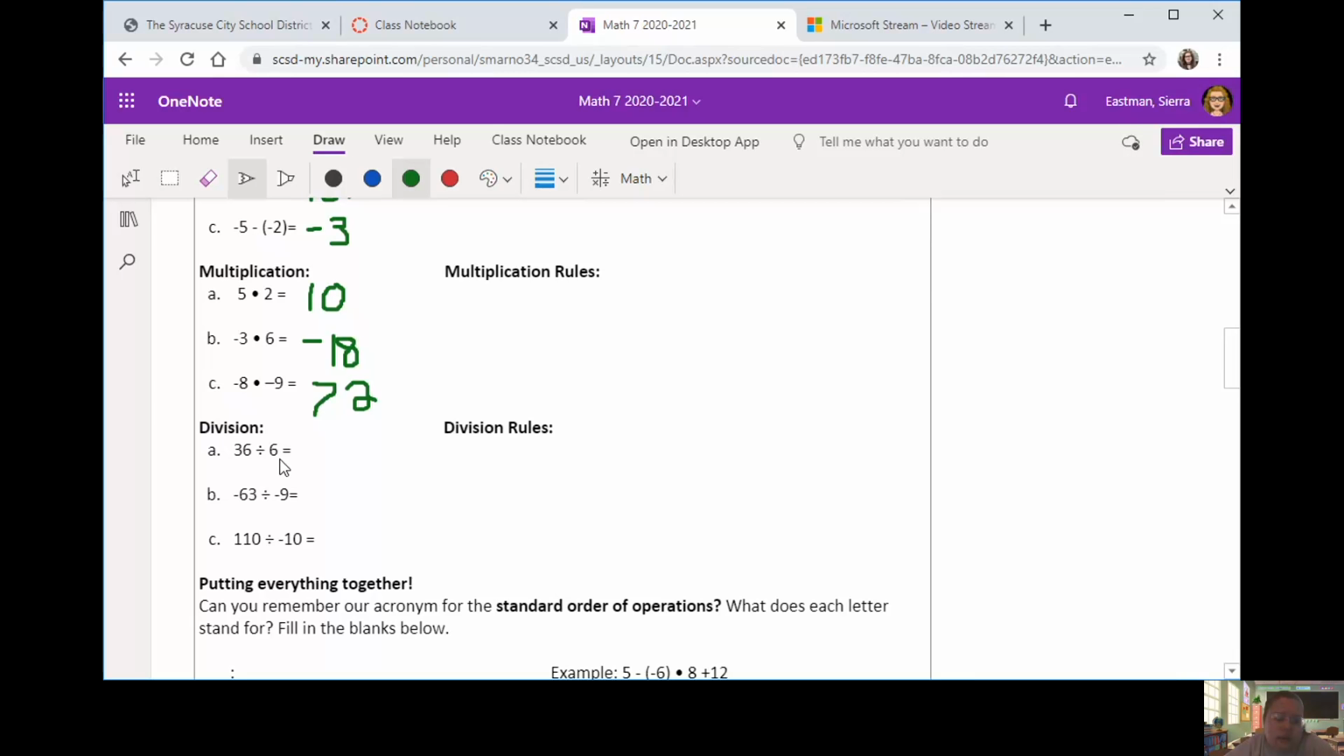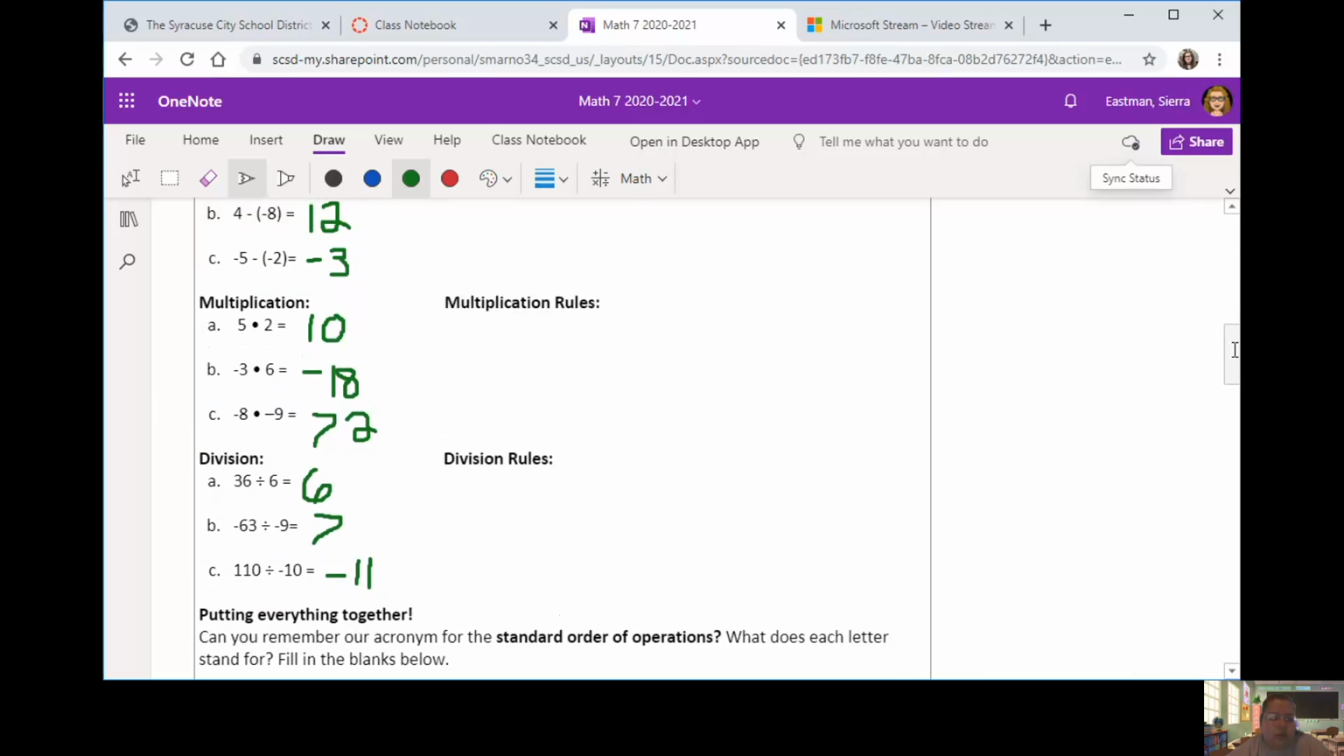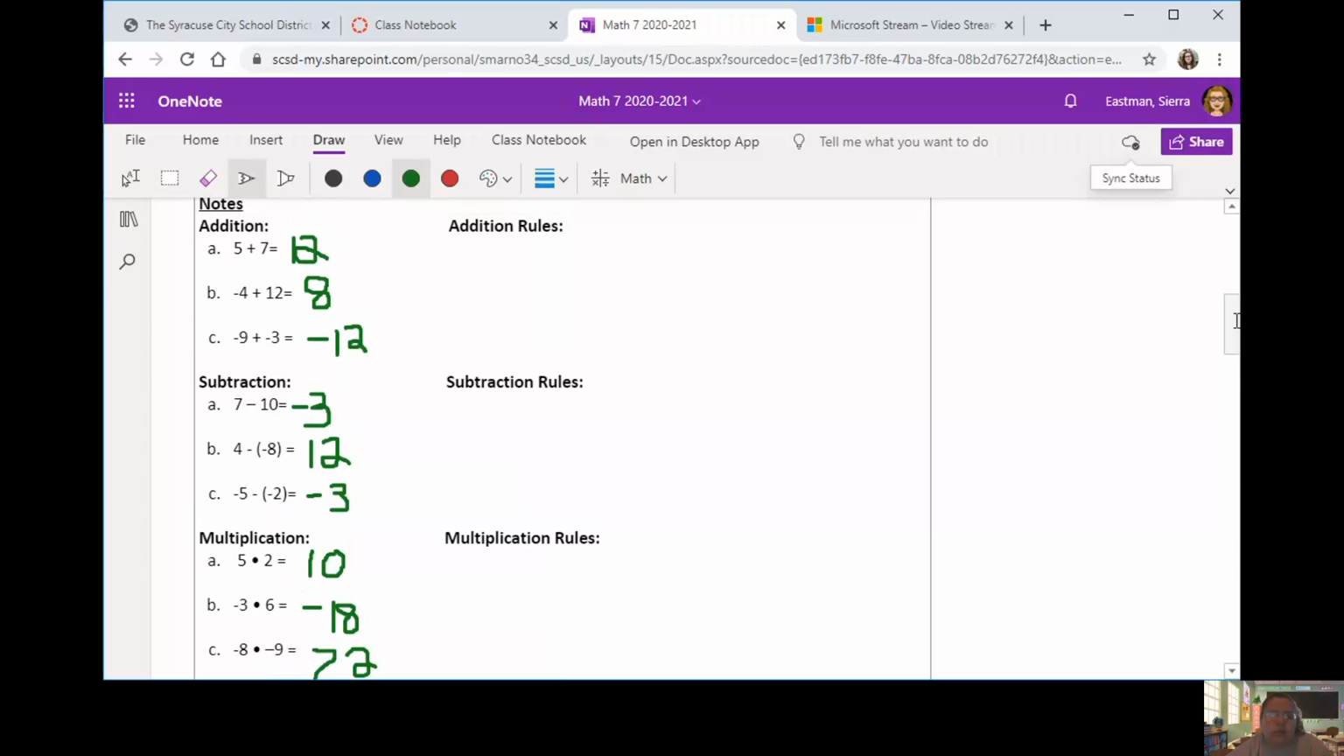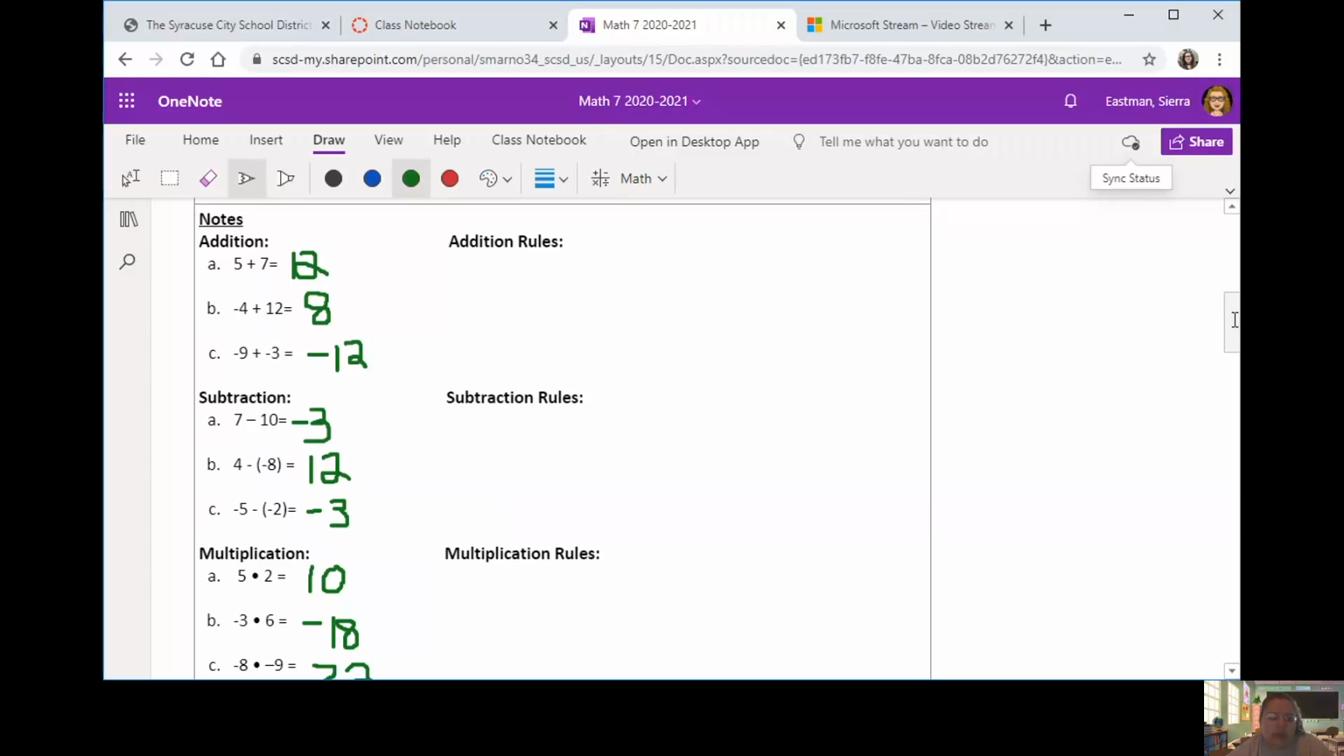And last but not least, we have our division section. 36 divided by 6 is 6. Negative 63 divided by negative 9 should give me a positive 7. And 110 divided by a negative 10 should give me a negative 11. All right. Pause your video here if you didn't have all of these down, and make sure you write them down. These answers are going to help us determine some of our rules that we are reviewing today.